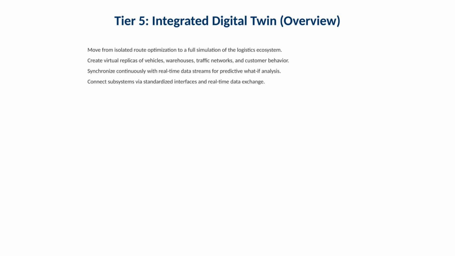A digital twin builds a virtual replica of vehicles, warehouses, traffic networks, and customer behavior. Because the digital twin syncs with real-time data, it enables what-if testing and predictive planning. The point is to optimize not just routes, but the entire operational ecosystem.